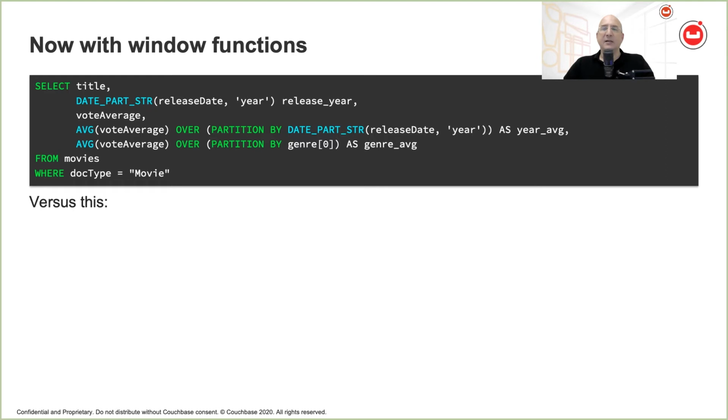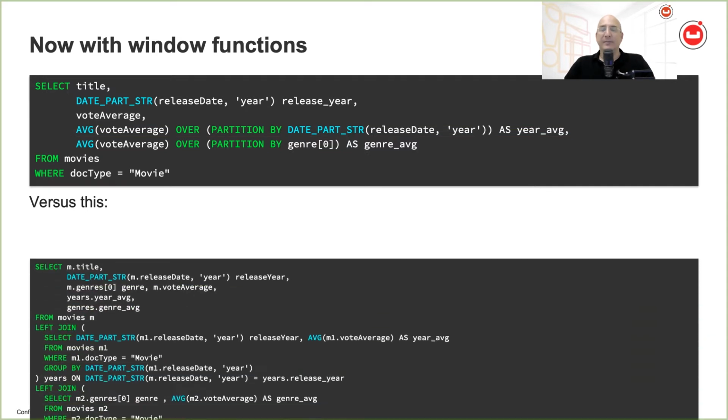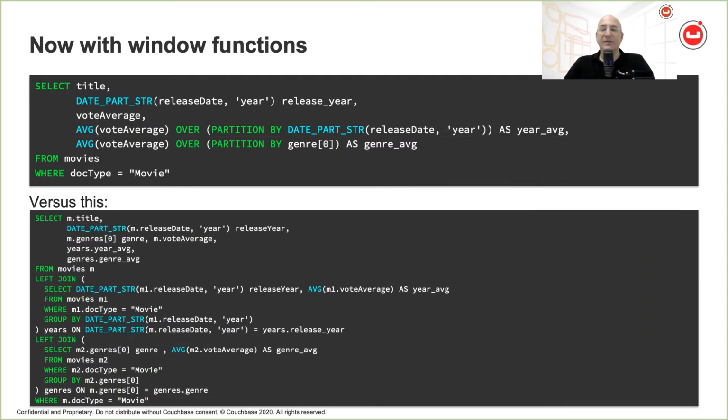Now let's take a look at the same query with window functions. In the first window function, we calculate the average vote by release year. In the second window function, we calculate the average vote for every leading genre. No group by, again, is required. Let's compare it with the former query. Notice how simple this query becomes.